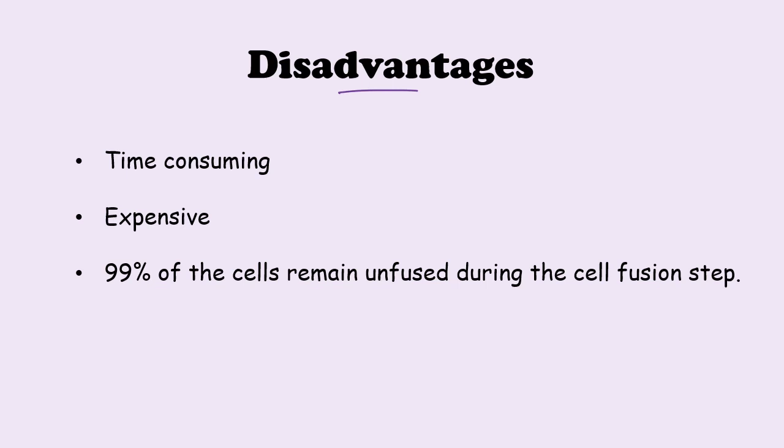Talking about disadvantages, it is a time consuming process. Also, we need a very skillful person to perform this hybridoma technology. Now, it is expensive. If you compare the price of a polyclonal antibody with a monoclonal antibody, you will see a huge difference in the prices. Also, during the cell fusion step, 99% of cells remain unfused. So this is also a very time consuming step in hybridoma technology, and again this is a disadvantage.